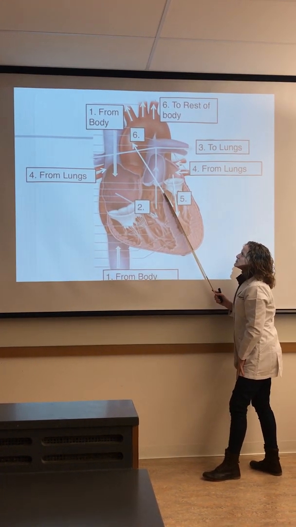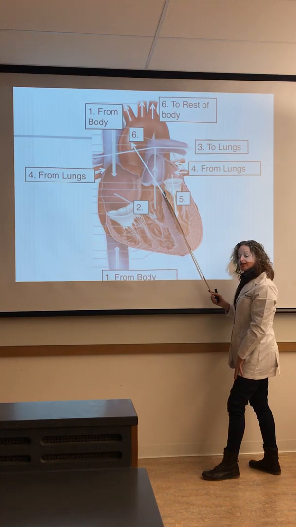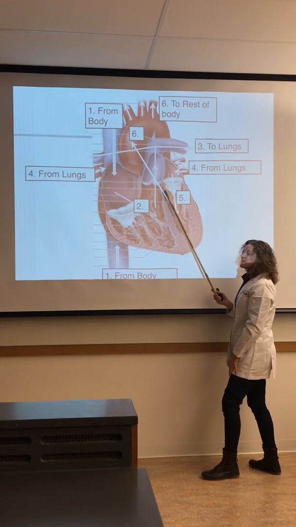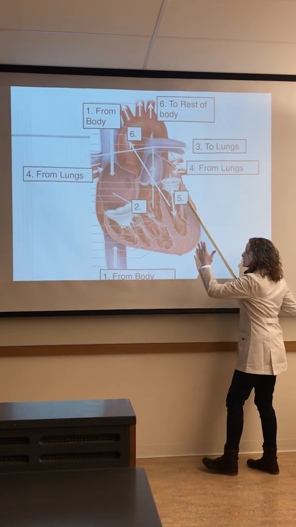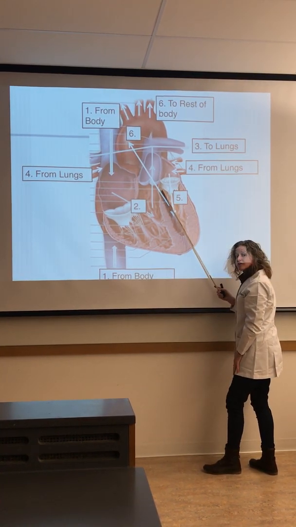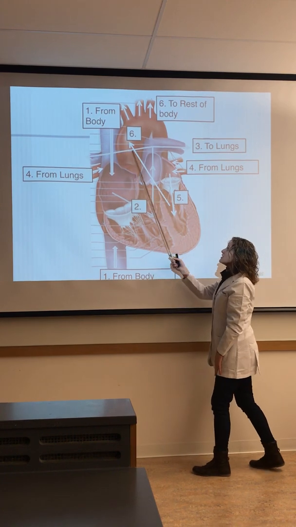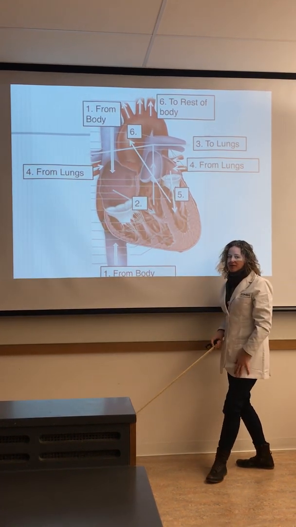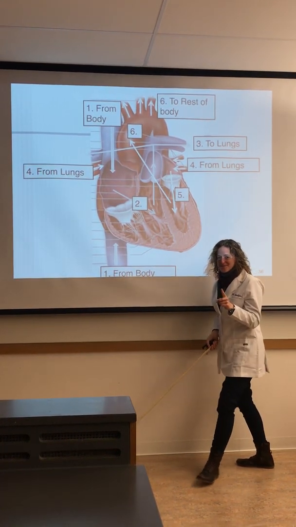You can't see in this drawing, you really can't see the aortic semilunar valve, but it would be tucked up underneath here. So the left ventricular wall contracts, pushing blood through the aortic semilunar valve into the aorta and out to the body.